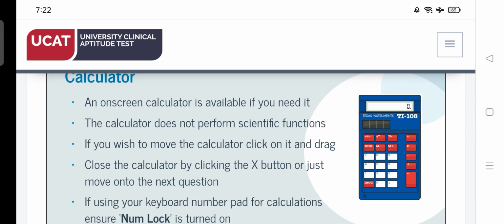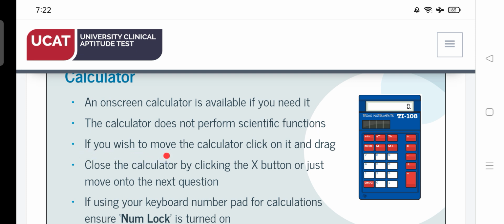Okay, now next we have the calculator. As we discussed in the tour tutorial, a calculator will also be provided to you on your screen to calculate your data. So an on-screen calculator is available if you need it. The calculator does not perform scientific functions. It's just a simple basic calculator which solves basic calculations, not a scientific one.